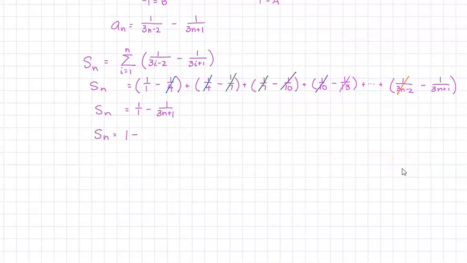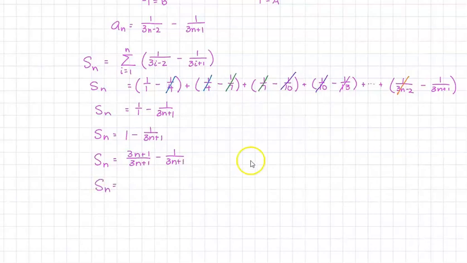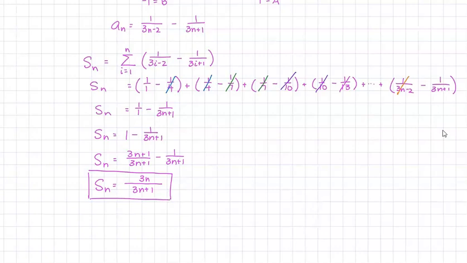And so let's go ahead and simplify it and combine it to one fraction. So that's really 1 minus 1 over 3n plus 1. Getting a common denominator, we can say 3n plus 1 over 3n plus 1 minus 1 over 3n plus 1. And finally, when we combine the numerators, the plus 1 minus 1 cancels out. So in the numerator, we're just left with 3n, and in the bottom, we're left with 3n plus 1. And we have a formula for S sub n, for the nth partial sum. And voila, there is our first example.